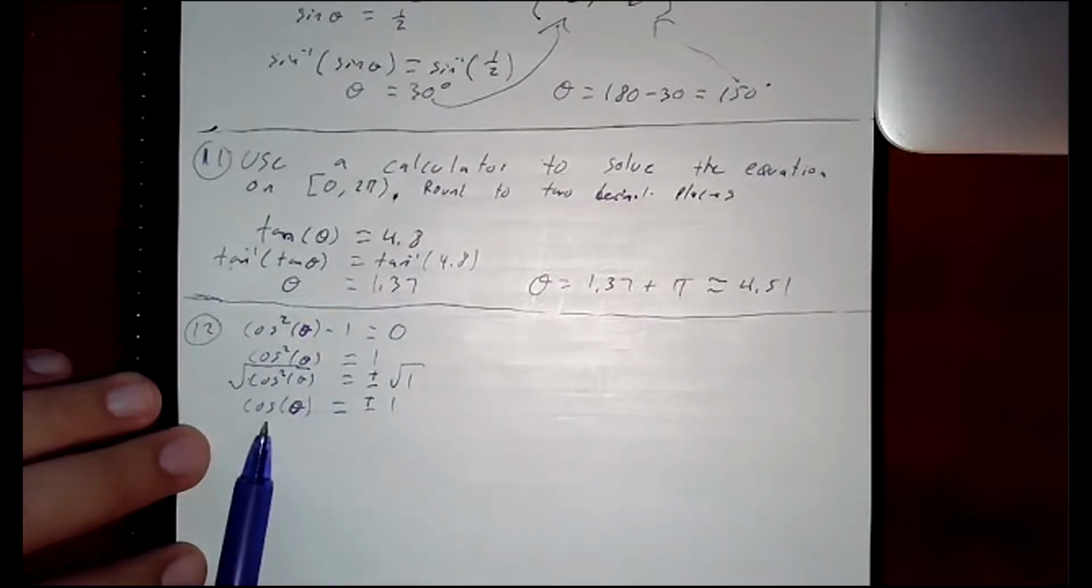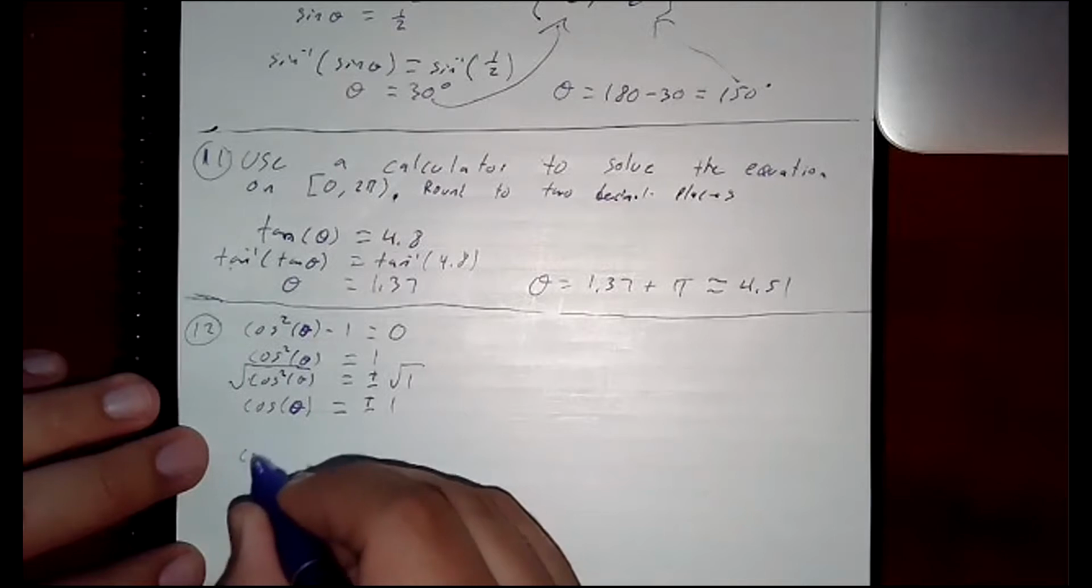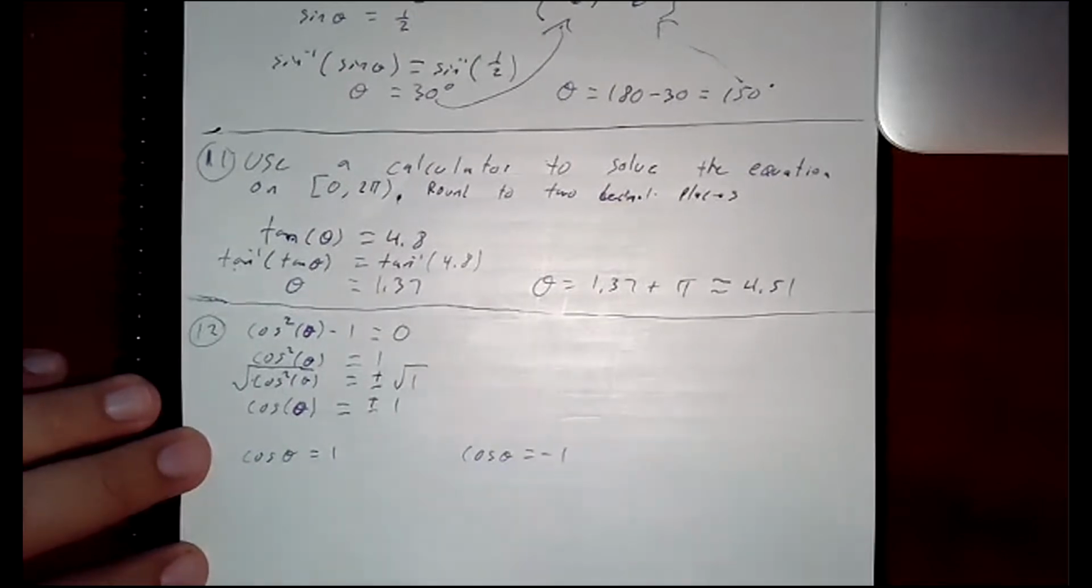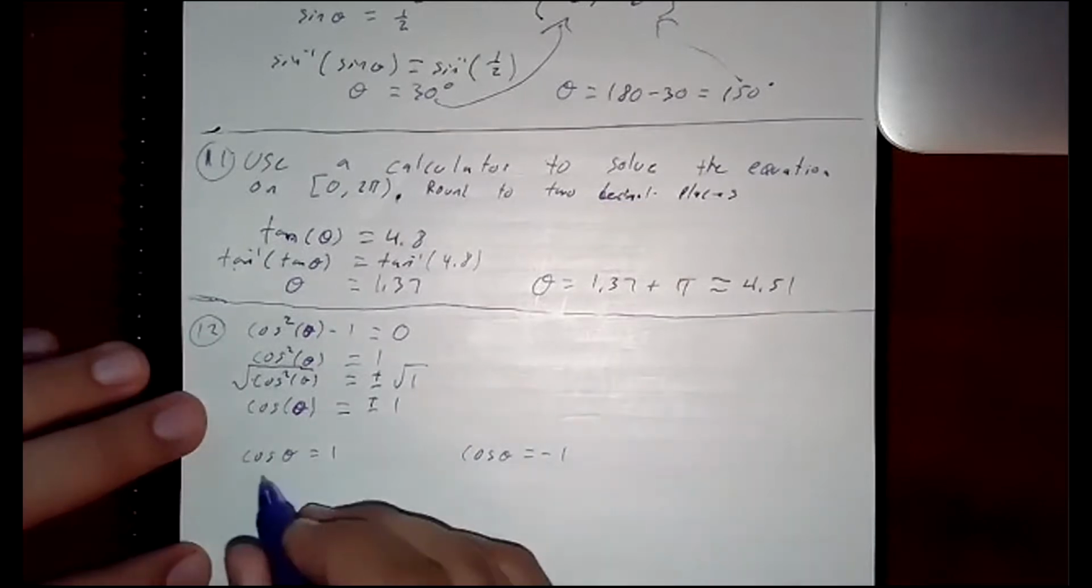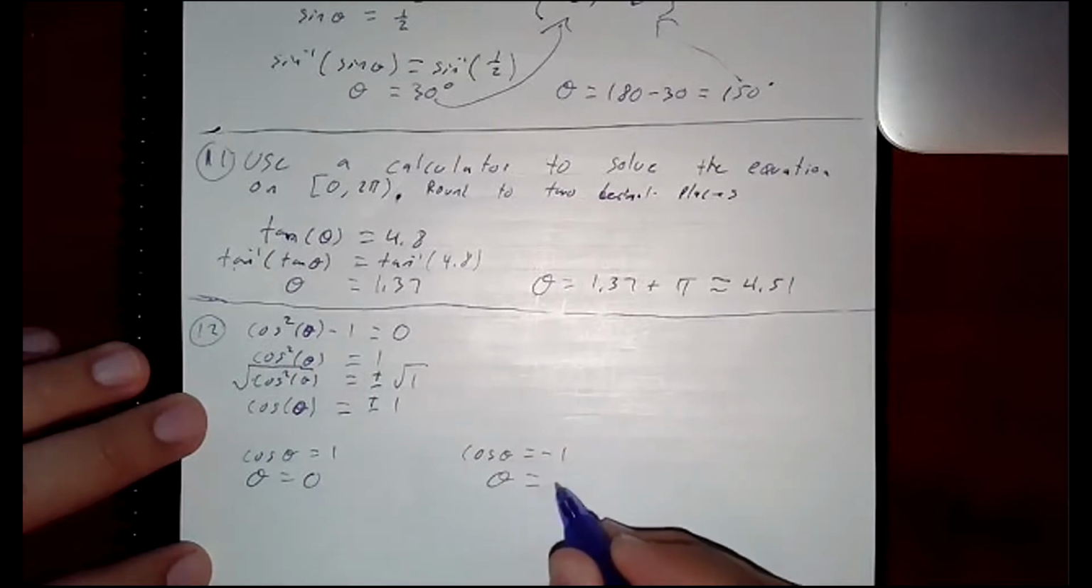Now the question becomes, where is cosine theta equal to negative 1 or positive 1? Technically we have two equations here: cosine theta equals 1, and cosine theta equals negative 1. These can be easily found on your circle, so that's 0, and that is pi.